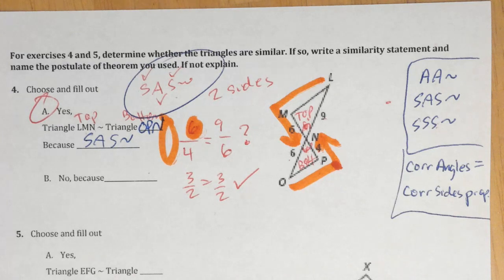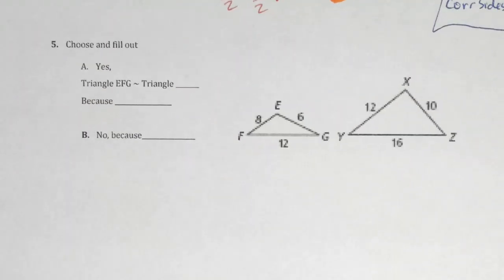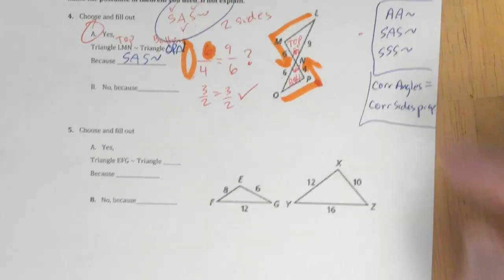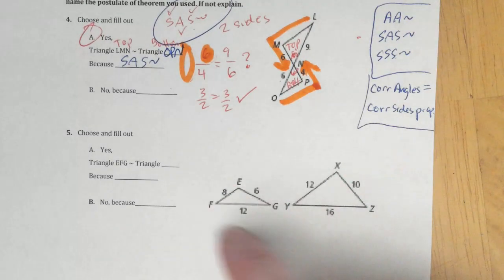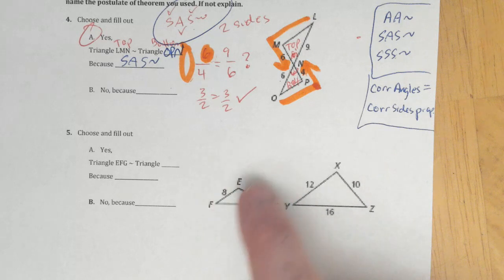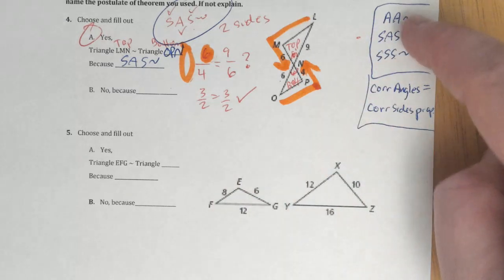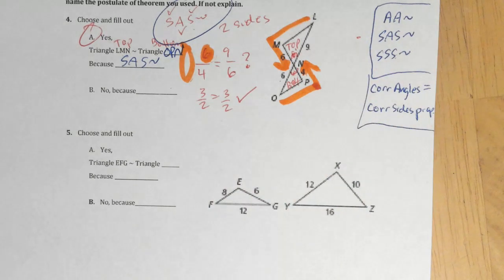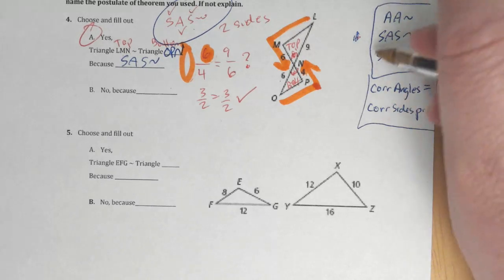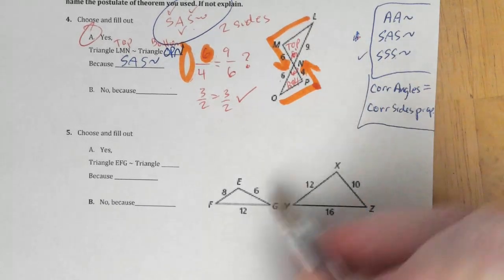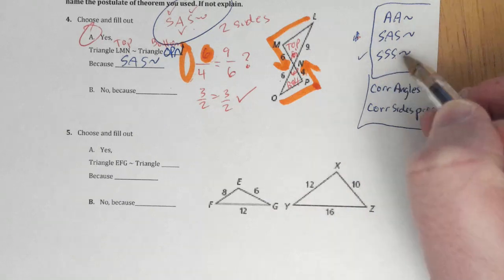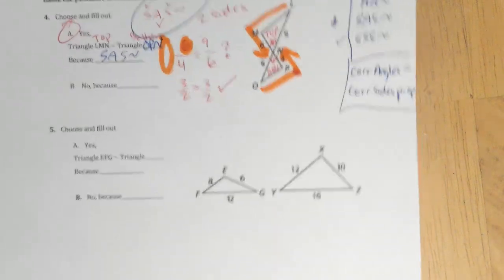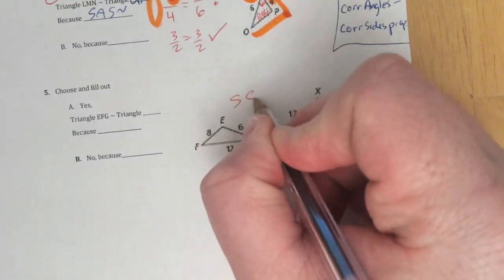And finally, number 5. On this one, how many sides does one triangle have? 1, 2, 3. So you're using AA similarity, SAS similarity, or SSS similarity. And this one would be this one right here, because we have 3 sides, and the only one that has 3 sides is this one right here. So we're trying to see, does SSS similarity work? That's what we're asking.